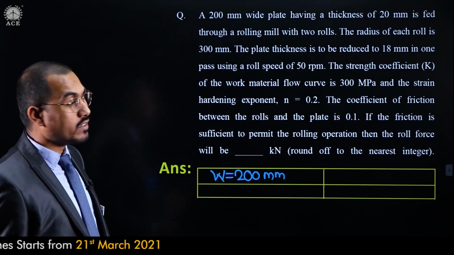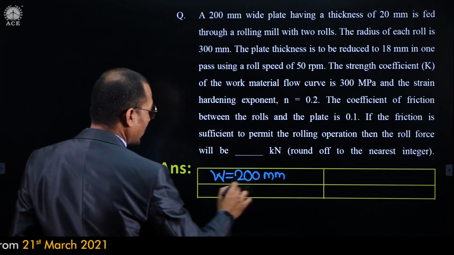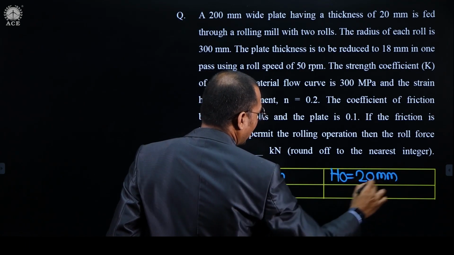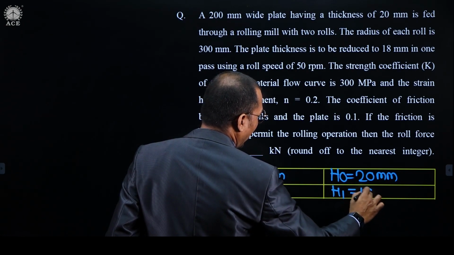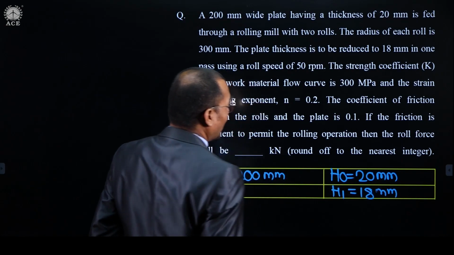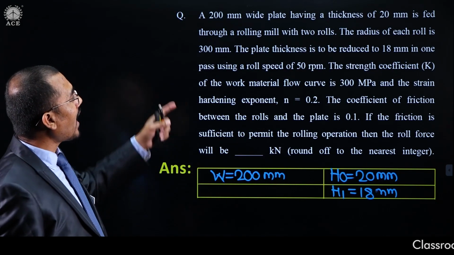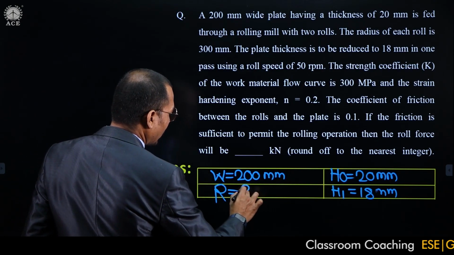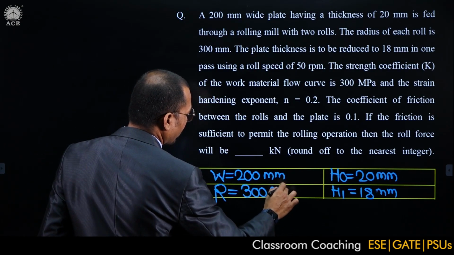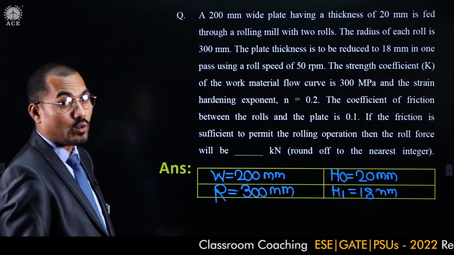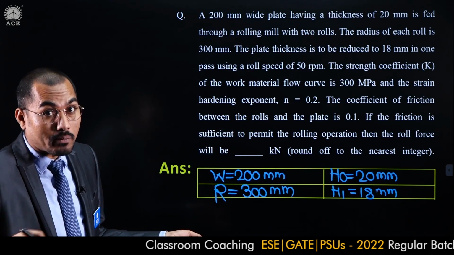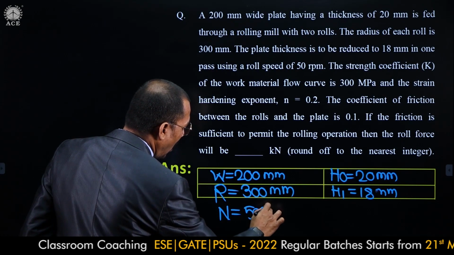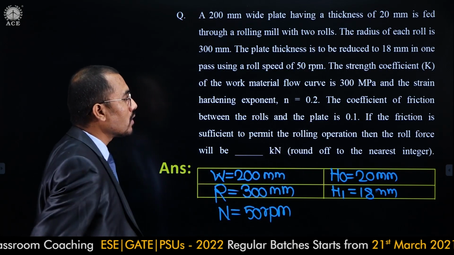The plate thickness is reduced from 20 to 18 millimeter. So I'll say that H naught is exactly equal to 20 millimeter, and H1 is exactly equal to 18 millimeter. And whichever rollers we utilize, that roller has a radius of 300 millimeter. So roller radius R is exactly equal to 300 millimeter. It rotates at 50 RPM. RPM stands for N. We are utilizing 50 RPM, revolutions per minute.